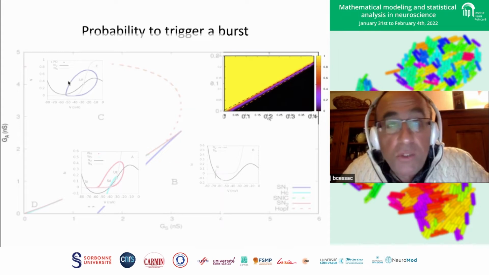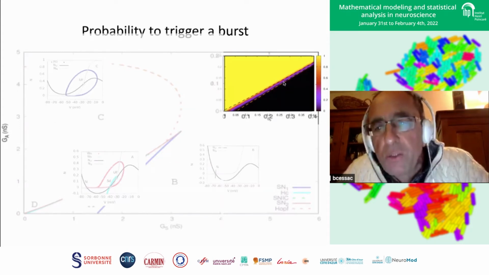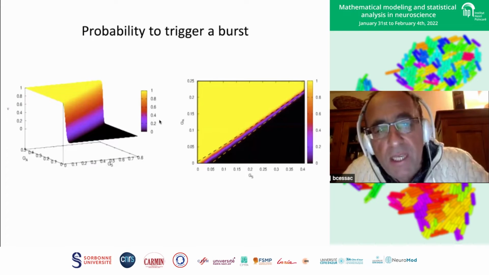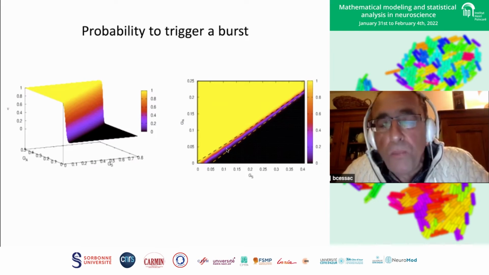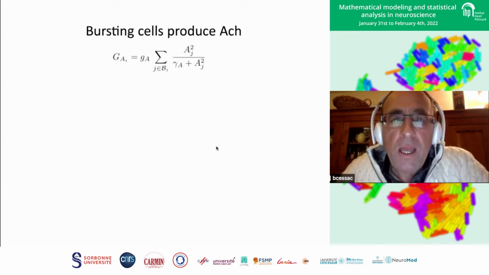It's 1 in region C because you stay on the limit cycle. And here in region D, the transition is very sharp. You can see here, in 3D, that when you are in this region D, depending on where you are, you are quite sensitive to noise, because the probability to start a burst changes dramatically, very steeply, when you are in this tiny region. And this will be an important point later.